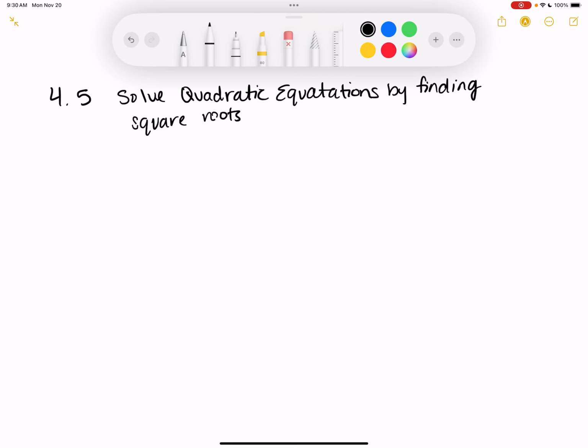So to start out with, we're just simplifying radical expressions. So something like the square root of 192. We're basically just going to be breaking this down until we get it as simple as possible.